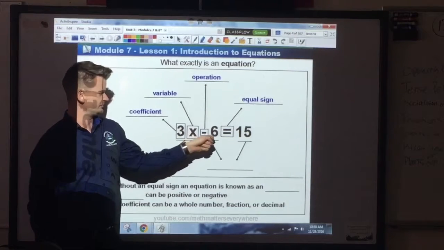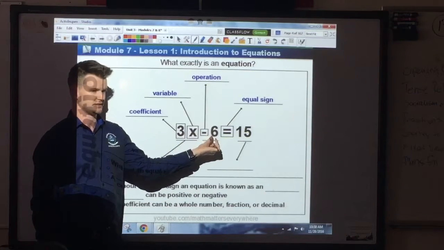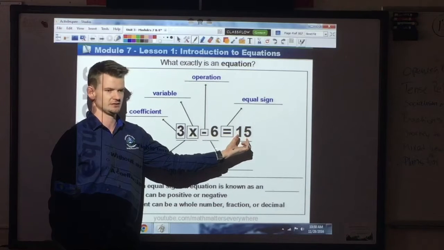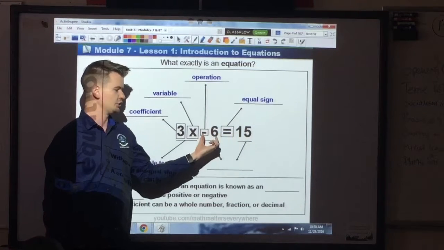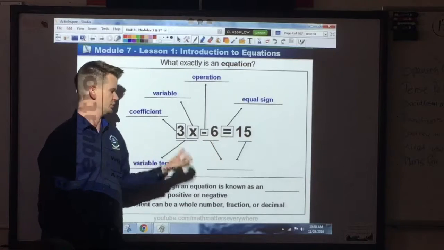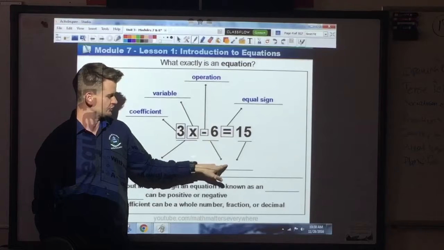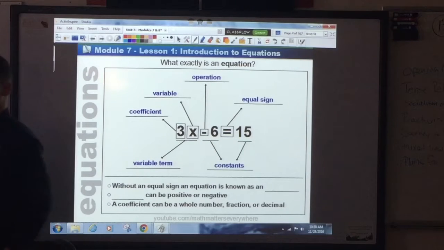And then these two things. Let me ask you a question. This is not 6, this is negative 6. This is not just 15, this is positive 15. Notice, does this have a variable? This is a variable term. The terms that do not have variables, those are known as constants.